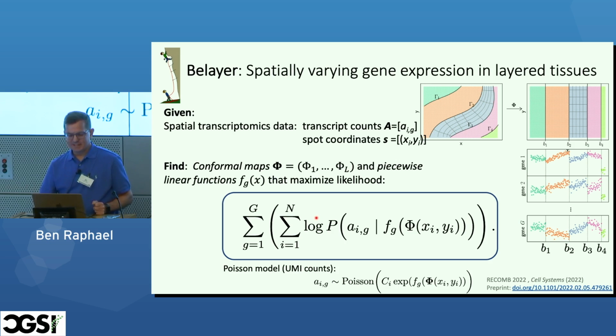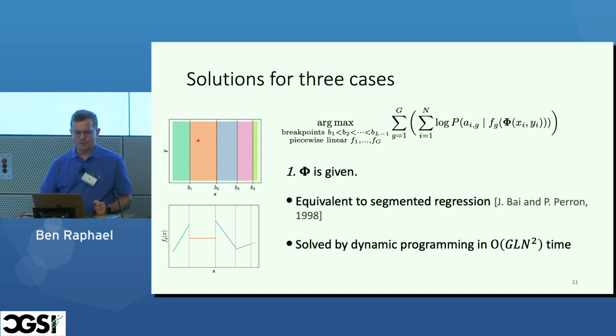The first case is the case where the map is already given to us. And that's the case I already showed you. If your coordinate, this one-dimensional coordinate, is already known, if you've already done the transformation, then you're describing expression as a piecewise linear function of this one coordinate. And that's just segmented linear regression.